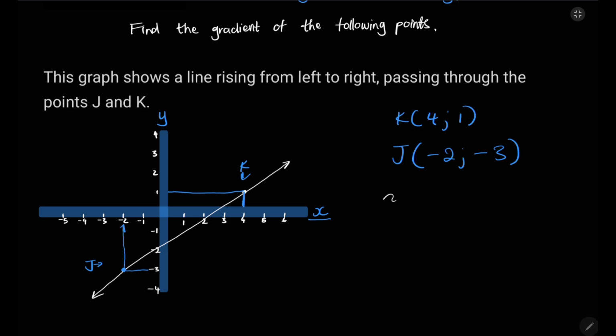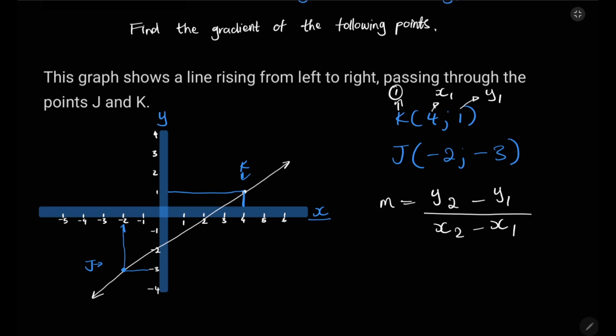Remember, the formula is small m is equal to y2 minus y1 all over x2 minus x1. Make sure that you memorize these formulas. Now let's label our points. For K, we can use this as our first point. We have 4, which is your x, and 1, which is your y. So that will be x1 and y1. For J, we have, let's label it as point 2, negative 2, which is your x, and negative 3, which is your y. So that will be your x2, and that will be your y2.